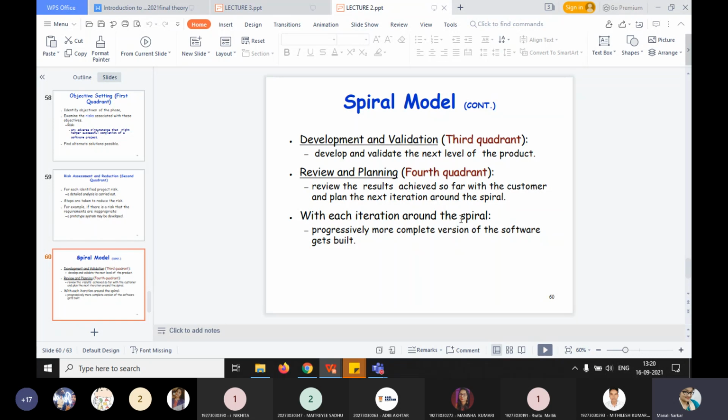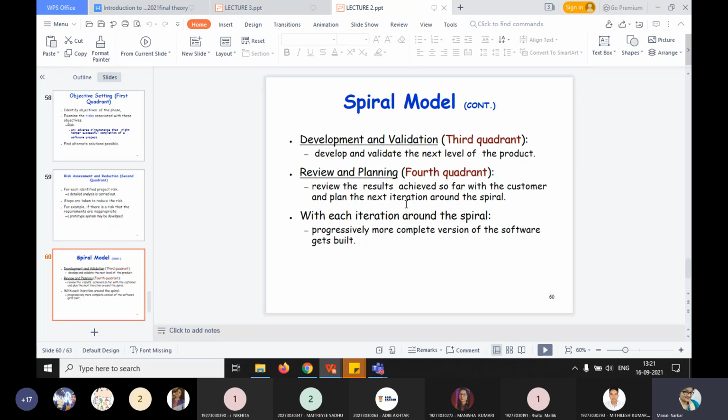Basically, the activities during the fourth quadrant concern reviewing the results of the stages traversed so far. So in the next quadrant, it is about review and planning. Basically, review the results achieved so far with the customer and plan the next iteration around the spiral.